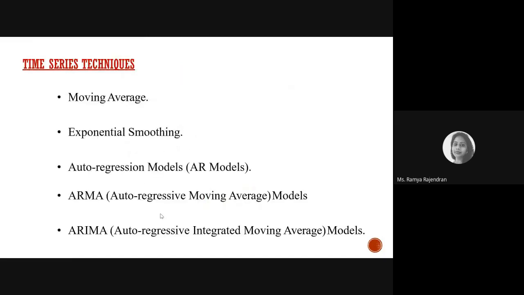There are various time series techniques available, and we'll be discussing 5 of them in our session. The first one is moving average, the second is exponential smoothing, the third is the auto-regression model, called the AR model, and the fourth is the ARMA model, which is a combination of auto-regression and moving average. The final one is the ARIMA model, auto-regressive integrated moving average. We have various other models, but we will be discussing only these in our session.